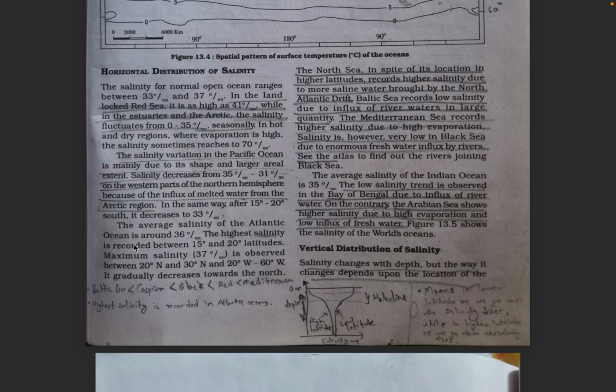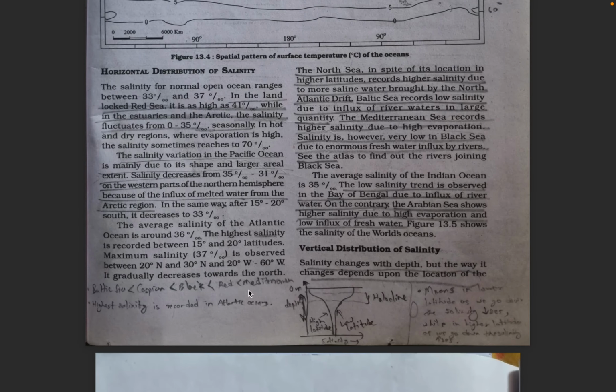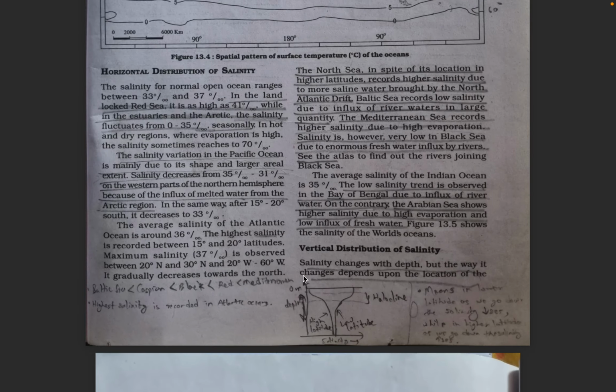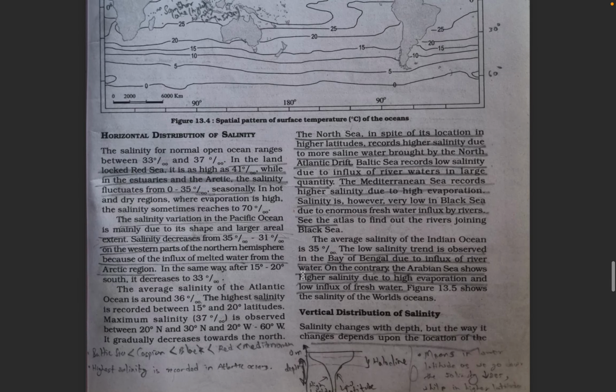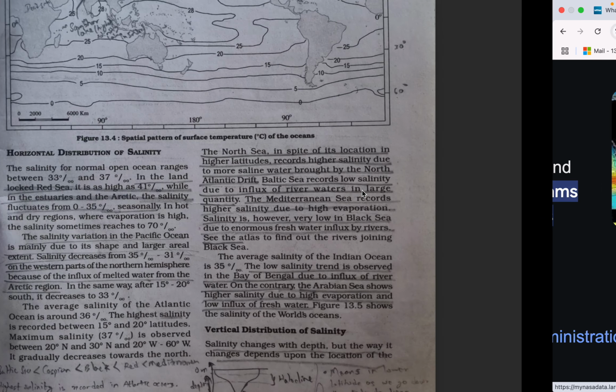And the average salinity of the Atlantic Ocean is 36. The highest salinity is recorded at 15 to 20 degrees mid latitude. So we can see here in the map that the Atlantic Ocean is the highest saline ocean out of the five oceans that we have. It gradually decreases towards the north, because the Arctic has less salinity, and this is the salinity gradient that we can see.